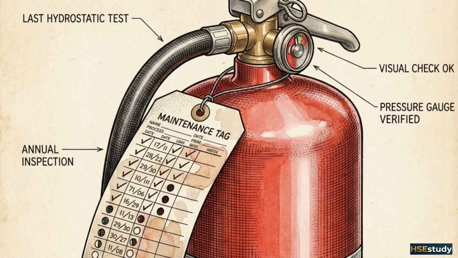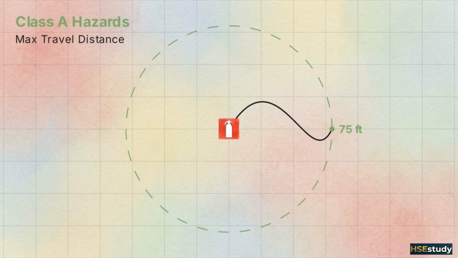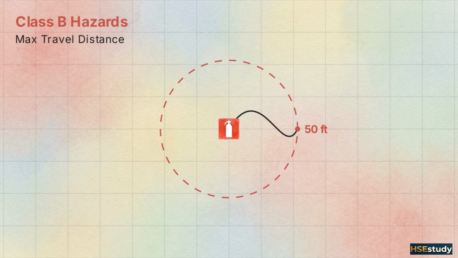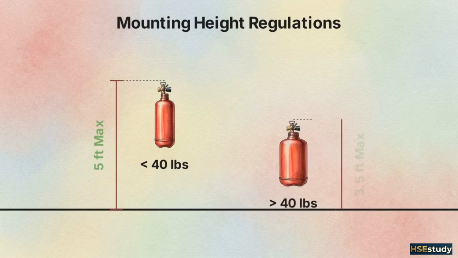Perfect chemical selection and rigorous maintenance hold zero value if an employee cannot reach the equipment before the 30-second incipient window closes. OSHA mandates Class A extinguishers be within a 75-foot travel radius of any employee, shrinking to 50 feet for volatile Class B liquid hazards. Mounting heights are also strict. Units under 40 pounds max out at 5 feet high, and heavier units at 3.5 feet.